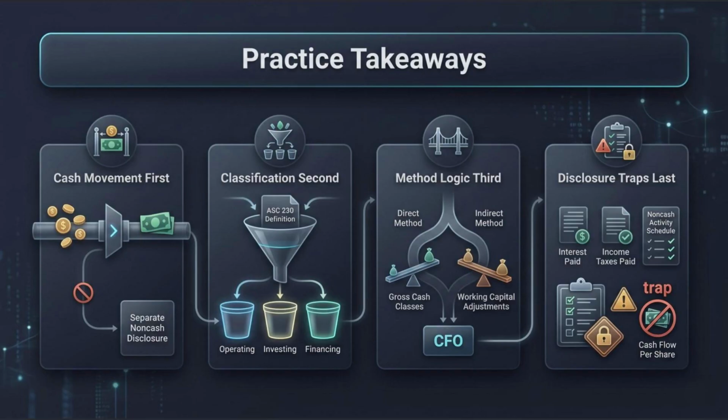The first memory anchor is cash movement first. If no cash moved, the transaction is excluded from the statement body and may require separate disclosure. Second, classification follows: operating, investing, or financing, based on the nature and purpose of the cash flow. Third, method logic matters. Direct method shows gross cash classes. Indirect method reconciles net income to CFO, and both should produce the same operating cash flow result. Fourth, disclosure traps matter. Interest paid, income taxes paid, non-cash activity schedules, and cash flow per share rules are all testable.